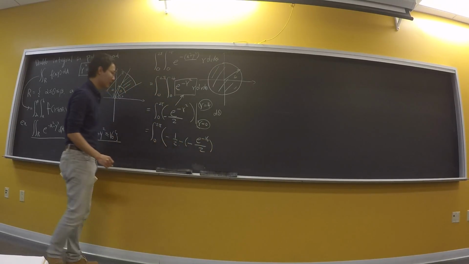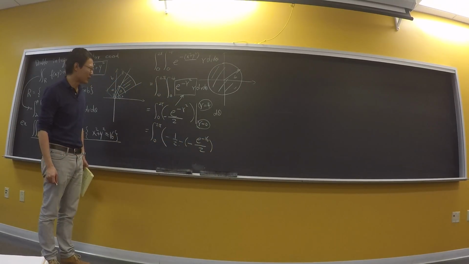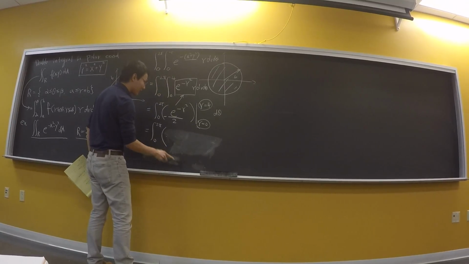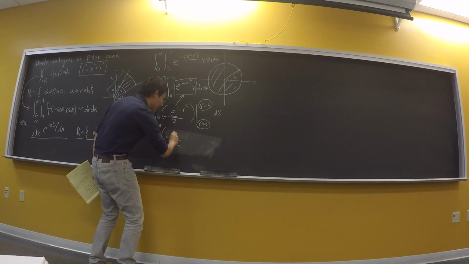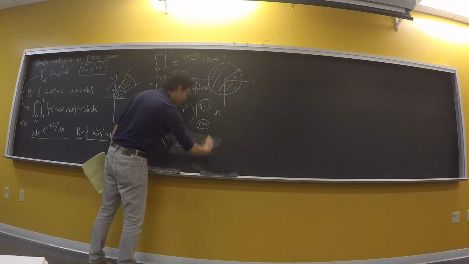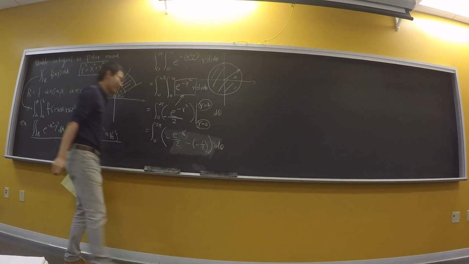Isn't it 4 minus 0? Am I doing it wrong again? I think so. Sorry, I'm supposed to have minus half of e to minus 16, minus minus 1/2. Yeah, right? So this is the integrand in theta.